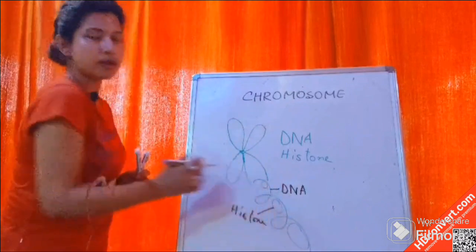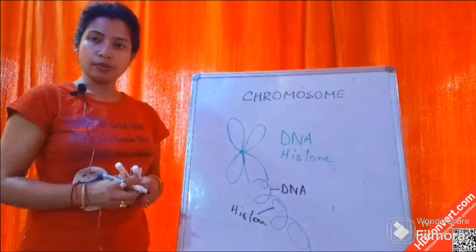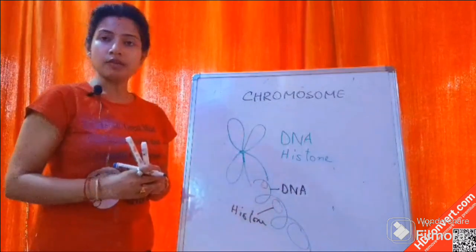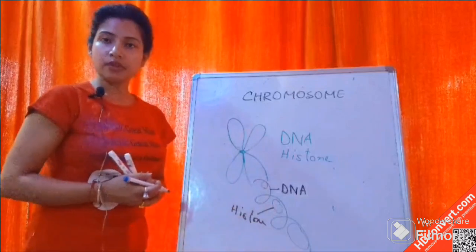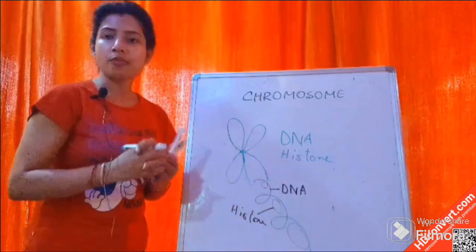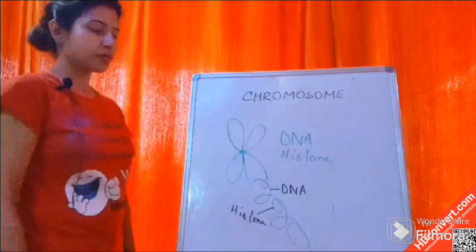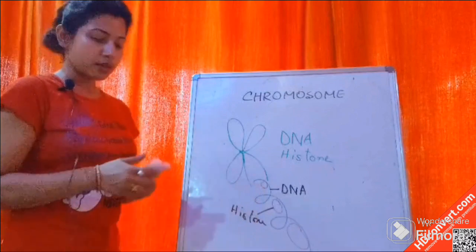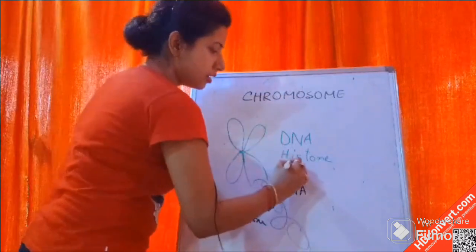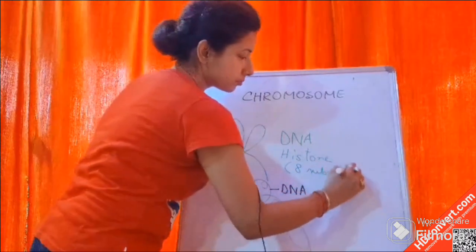So, DNA and histone together form the chromatin or chromosome. Now, this DNA itself is negatively charged and the histone protein is positively charged. That is why they wrap around one another and form this structure, the chromosome. This histone protein is made up of 8 subunits.